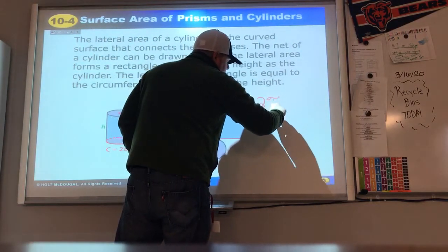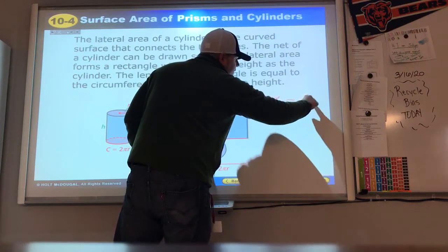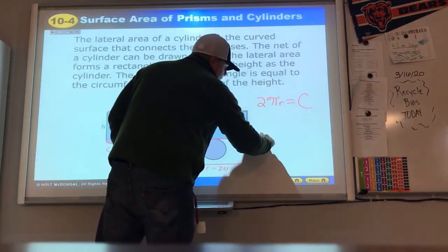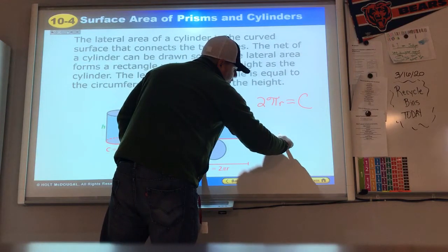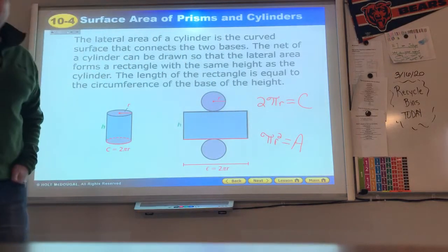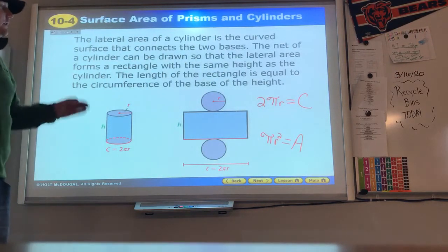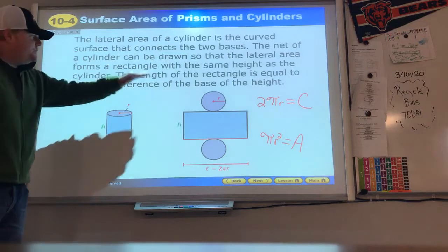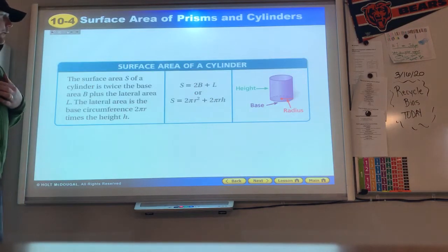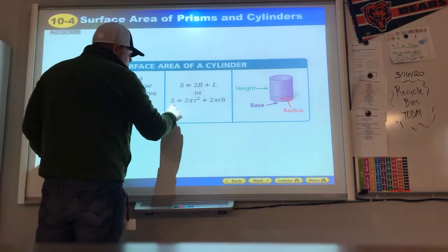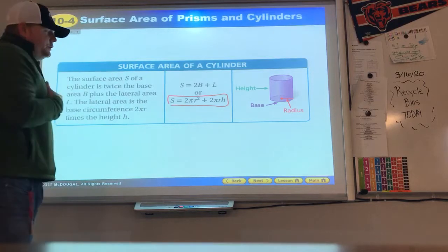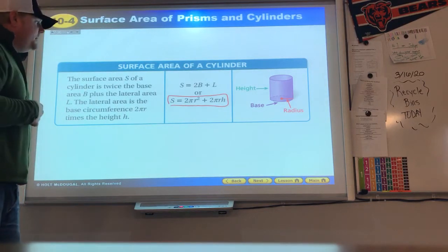2 pi r is the circumference. Pi r squared is the area. And just like yesterday, I'm going to suggest you step out your work. Okay? So, they show you this formula, and that's a good one because it brings in everything we just talked about.